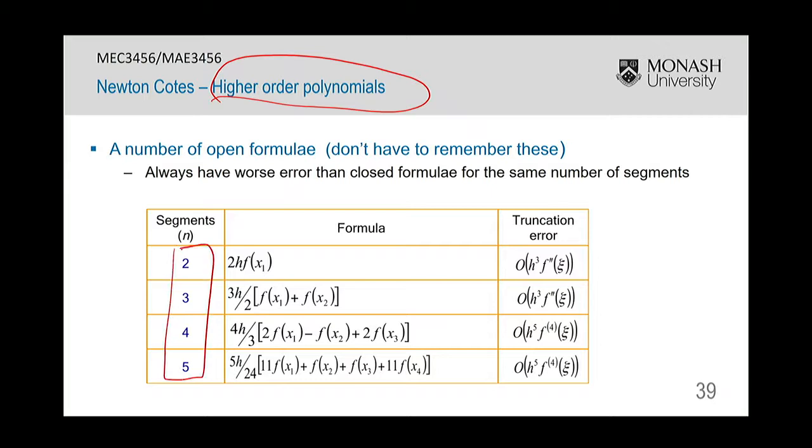This is just a list for segments going from 2, 3, 4 and 5, where we have extracted both of the points at the end. So for 2 segments, we're only using 1 point in the middle, and we're fitting a constant. For 3 points, we've just looked at this one. For 4 points, this is sort of like a version of Simpson's 1/3 rule, except we're now integrating over 4 segments instead of 2 segments. And this one down here is like a version of the Simpson's 3/8 rule, except now we're integrating over 5 segments, but we're only using 4 points.